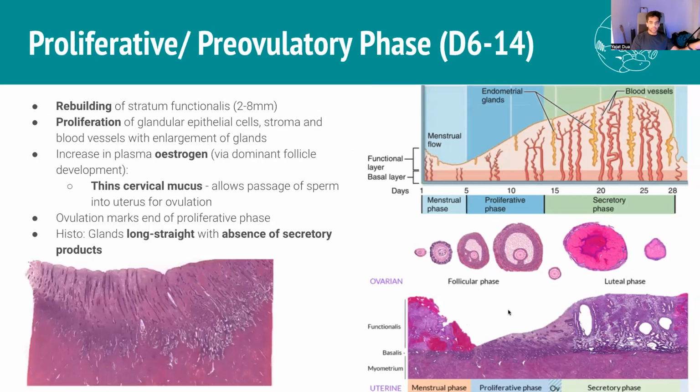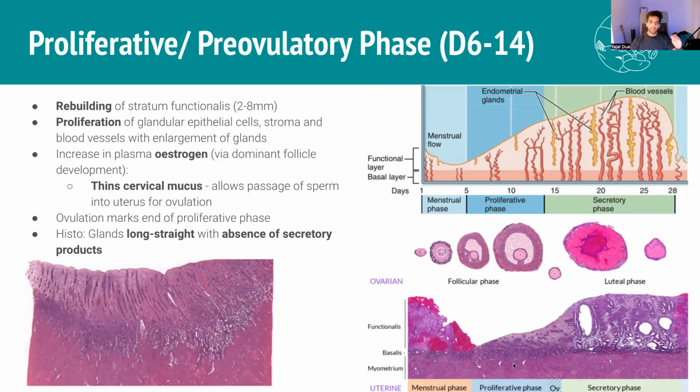Cool. Now we've lost the stratum functionalis after menstruation and we need to build it back up. Proliferation, it's growing. At this point, we're getting a lot of hormones being released, especially estrogen, because the dominant follicle is growing and developing. So estrogen is the main thing supporting this stage of the cycle. You have proliferation of the epithelial cells, and the blood vessels, the glands and the stroma are enlarging.